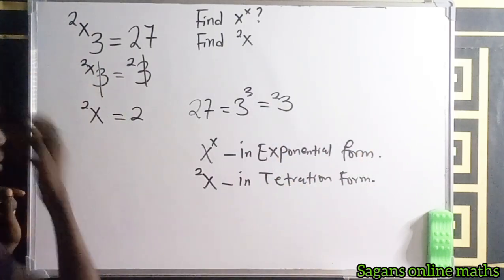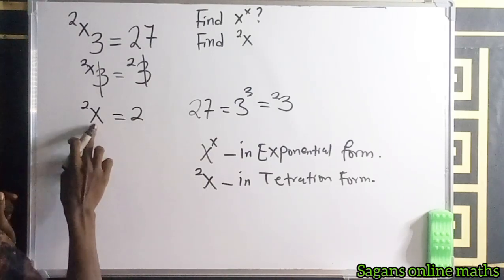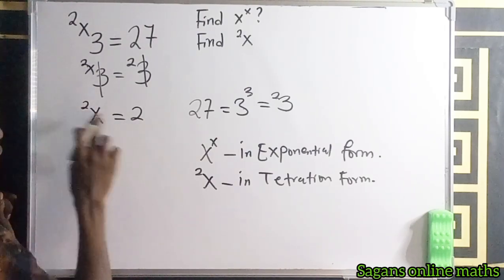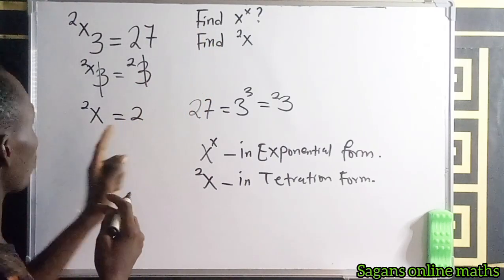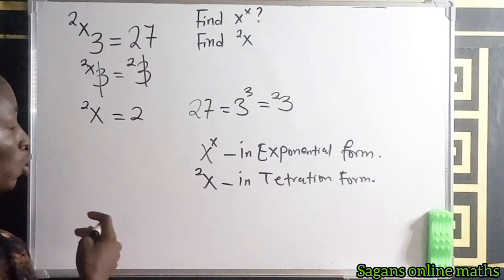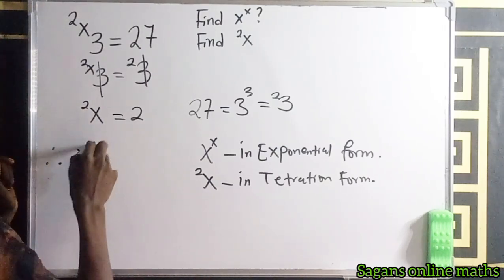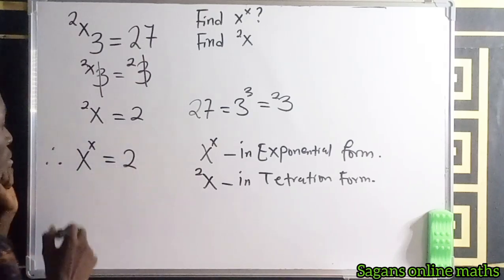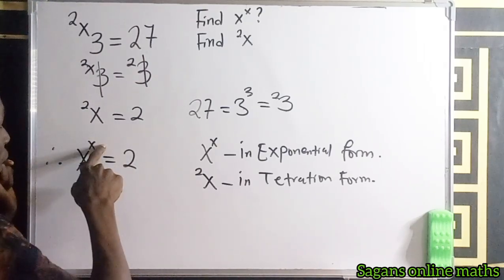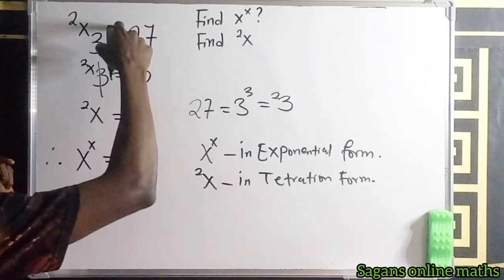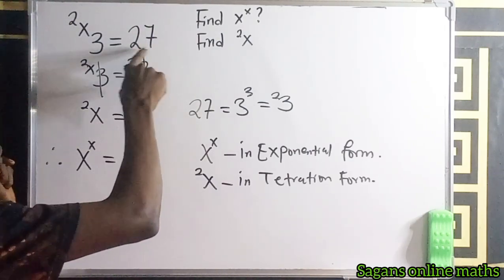Okay. Now you can already see our answer here. You can see that x tetration 2 is equal to 2. You are done because you are asked to find x to the power of x. So x tetration 2 is just 2. So you can say therefore x to the power of x is equal to 2. But you are not wrong if you find the value of x. If you find the value of x, you are solving for this, because that means we are looking for the value of x that satisfies this to give us 27.